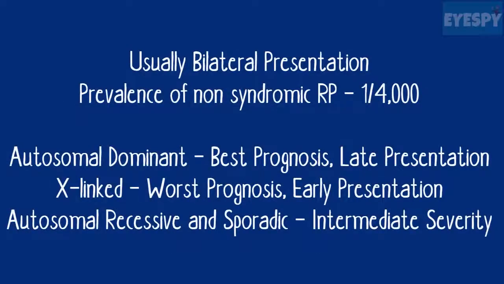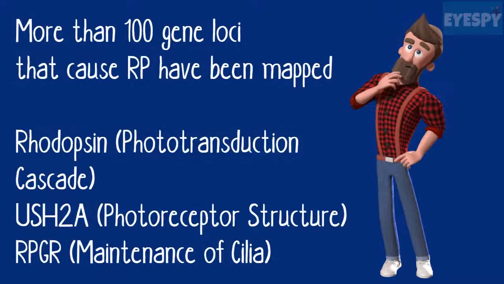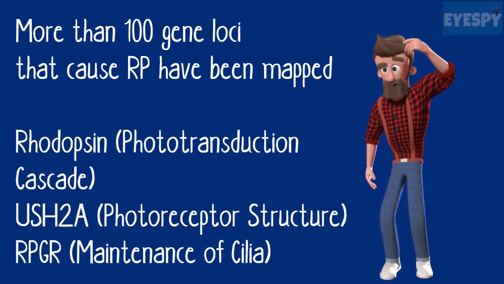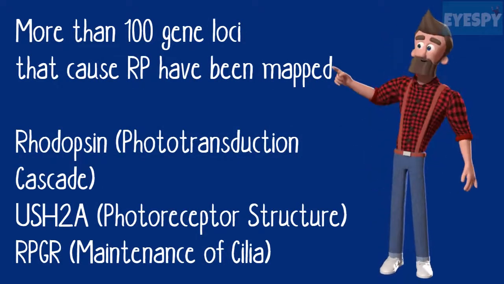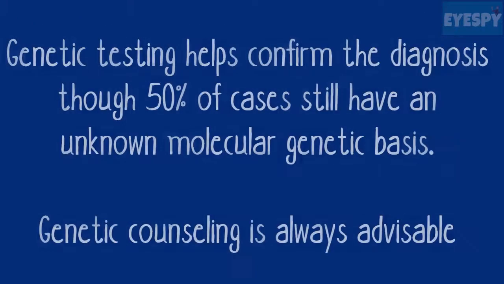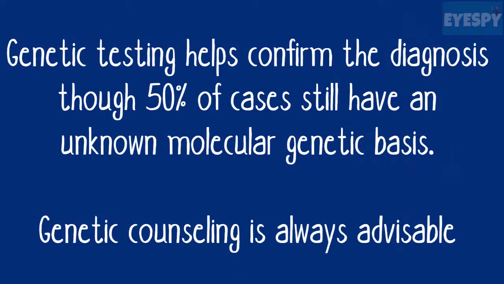RP has usually bilateral presentation which may be asymmetric. Generally, autosomal dominant inheritance has the best prognosis, while X-linked has the worst. Most common gene mutations causing RP involve gene rhodopsin, USH2A, and RPGR. Genetic testing helps confirm the diagnosis.